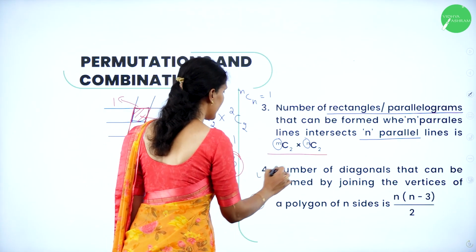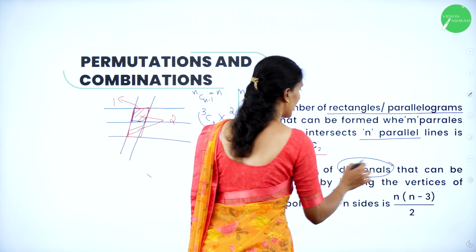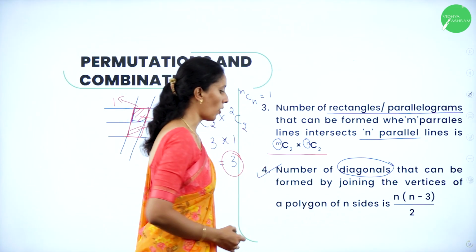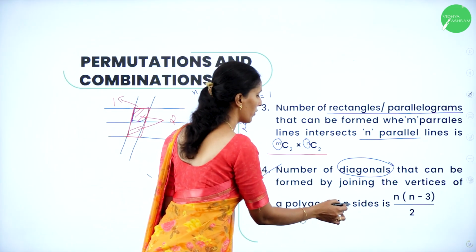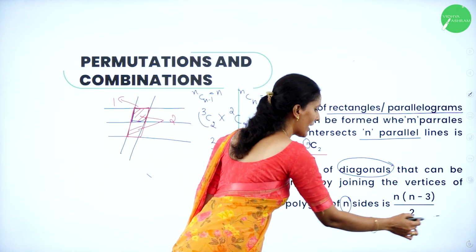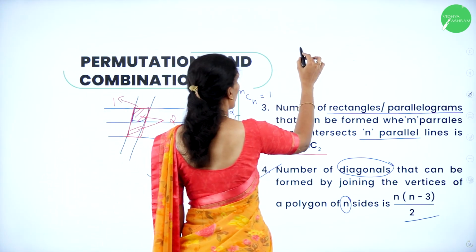My next property is, so number of diagonals that can be formed by joining the vertices of a polygon of n sides. So you have n sides, that will be equal to n into n minus 3 by 2. Let me take an example. So I'll draw a pentagon here.